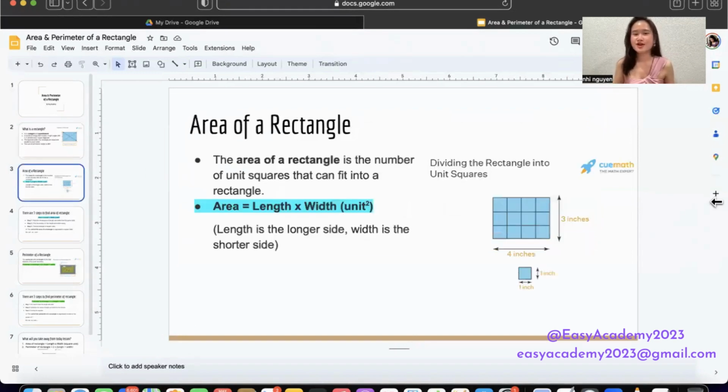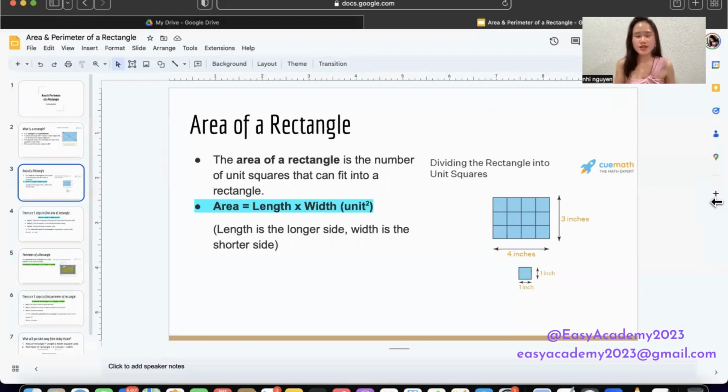So next, let's talk about area of a rectangle. The area of a rectangle is the number of unit squares that can fit into a rectangle. If you look at the picture on the right side, if we count all of the little squares in that rectangle, it's going to be 12. So we can say the area of this rectangle is 12 inches square.